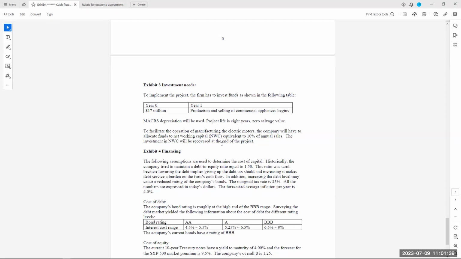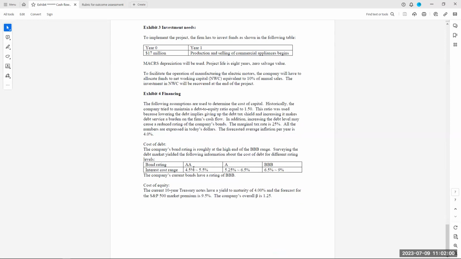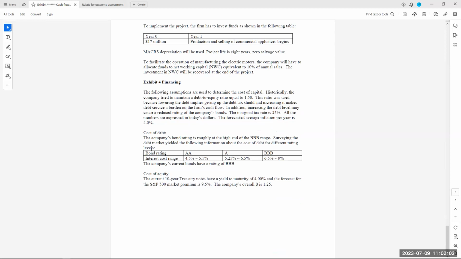The net working capital is 10%. The financing, here you are going to have to calculate the weighted average cost of capital, with a capital structure with a debt to equity ratio of 1.5, a tax rate of 25%, and a cost of debt that's in the high range of this company.